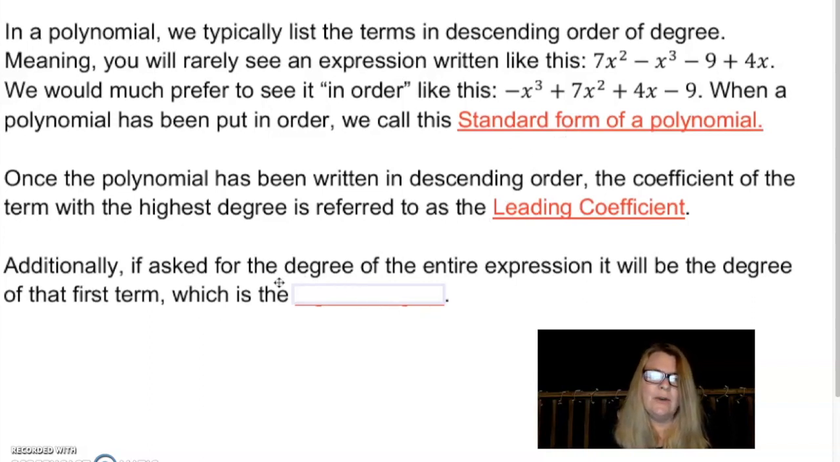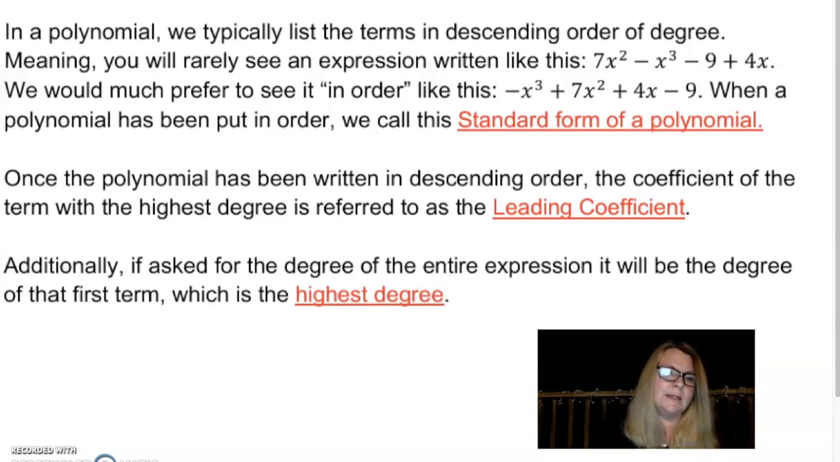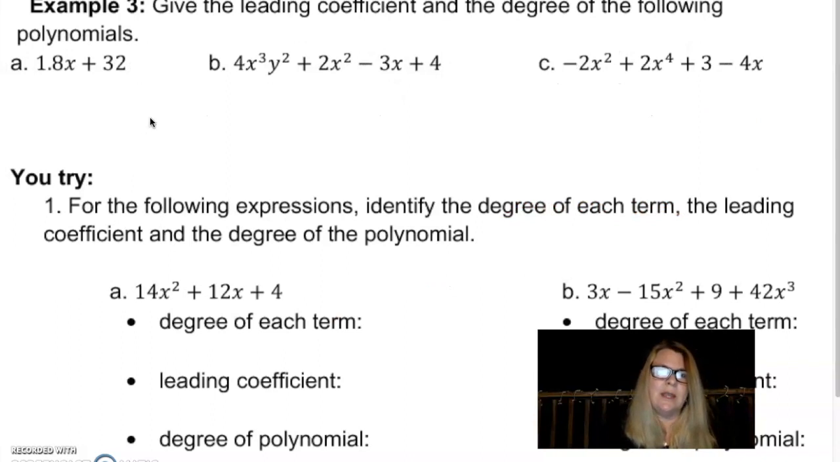So additionally, if we're asked for the degree of the entire expression, it is the degree of the first term. So that would be its highest degree. Let's go on to the next slide here. I think we have some examples to look at.